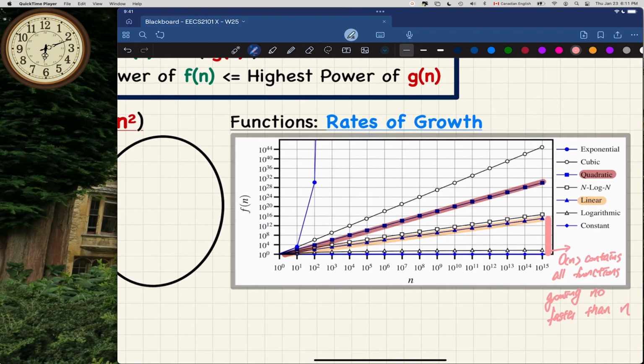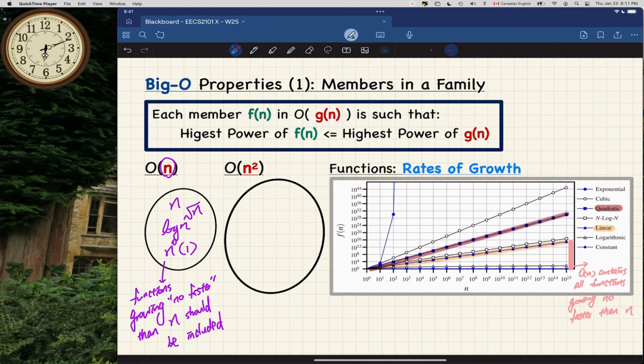Let's now get to a potentially bigger family. I intentionally drew that to be bigger. So let's now talk about n squared. Let's do a similar exercise here. Give me some examples of functions that should be included. Start with the largest power. Quadratic? Yeah, n squared, right? Good. So I can definitely put n squared over here. Next one, that's lower. Go ahead.